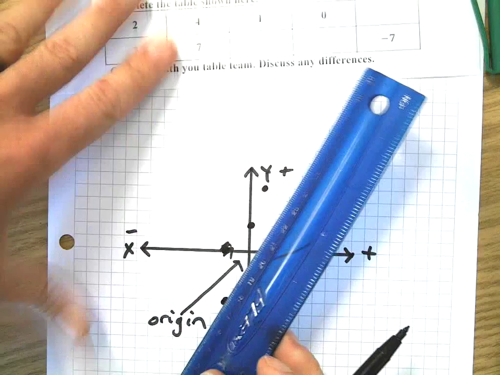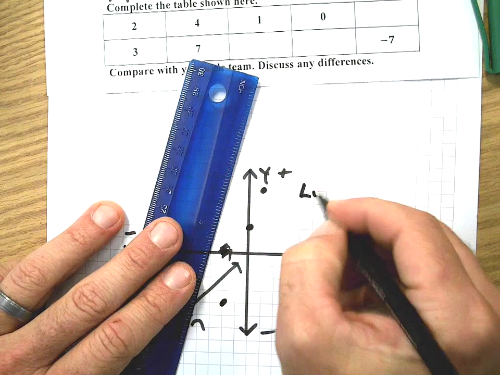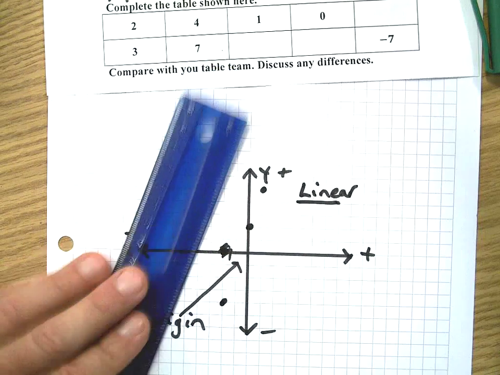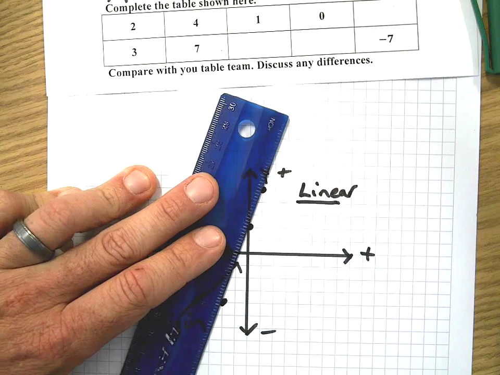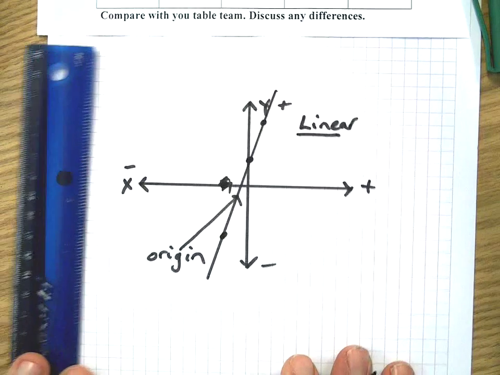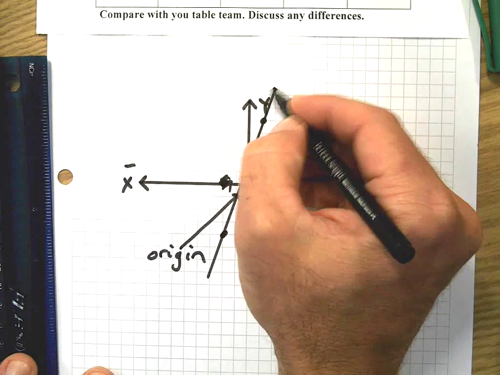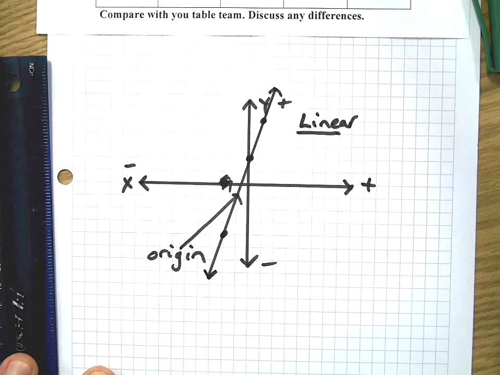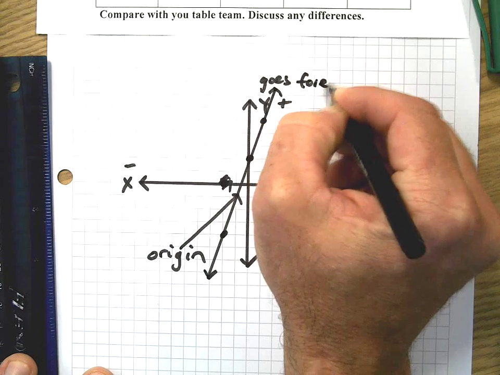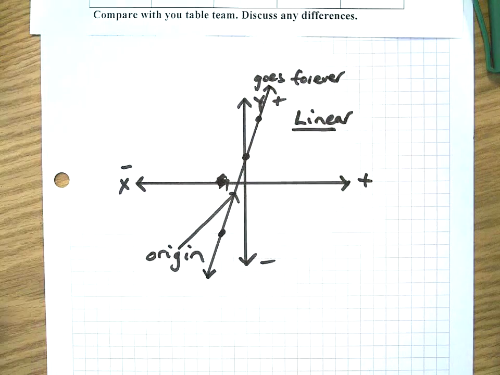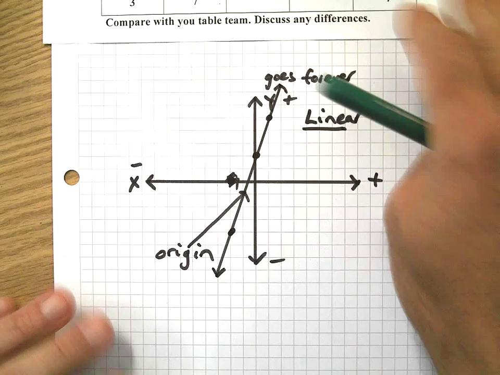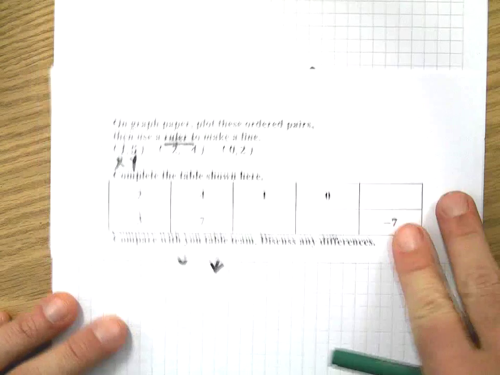A ruler is a key piece when we're making linear graphs. Linear means the line. Rulers are important for that. Make a nice long line, extend it beyond your dots, and put the little arrows. The arrows mean it goes theoretically forever in both directions. Okay, so there's our line. Done deal. Now let's go to the table.